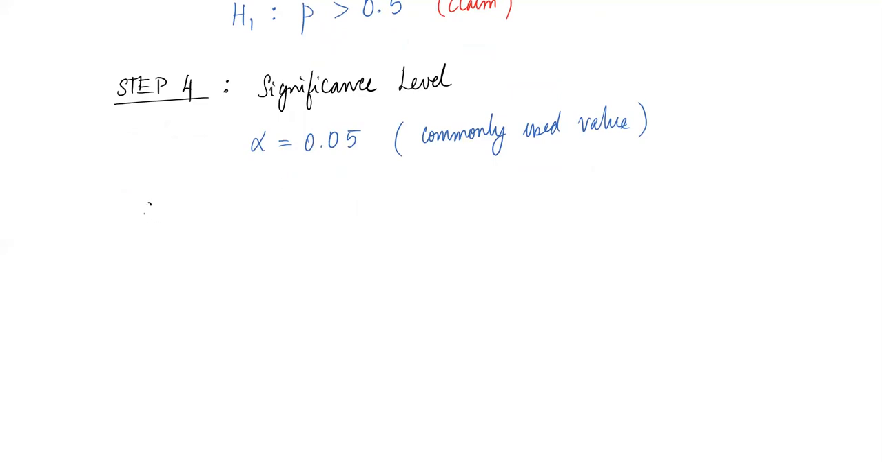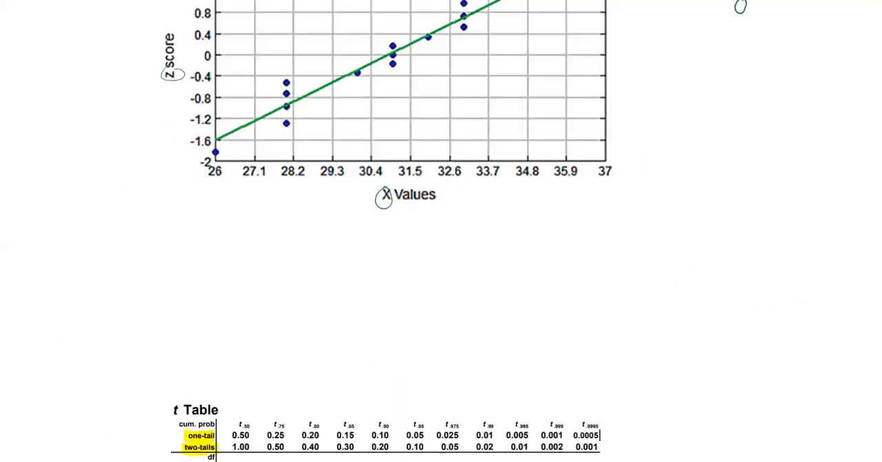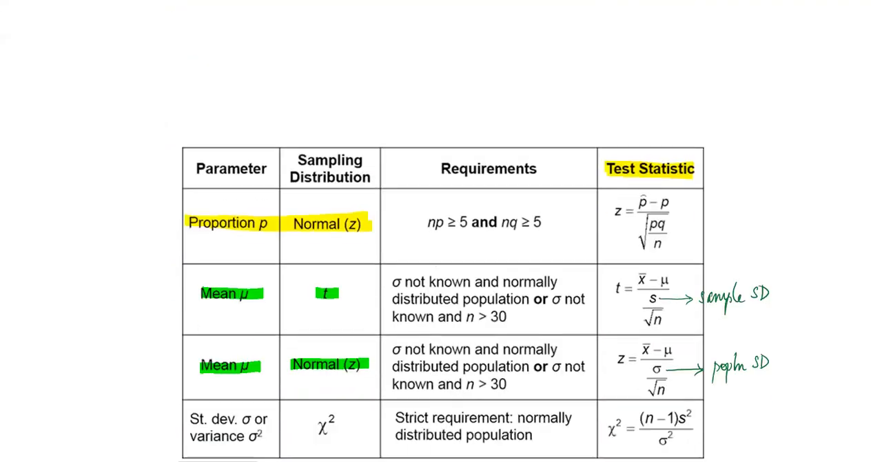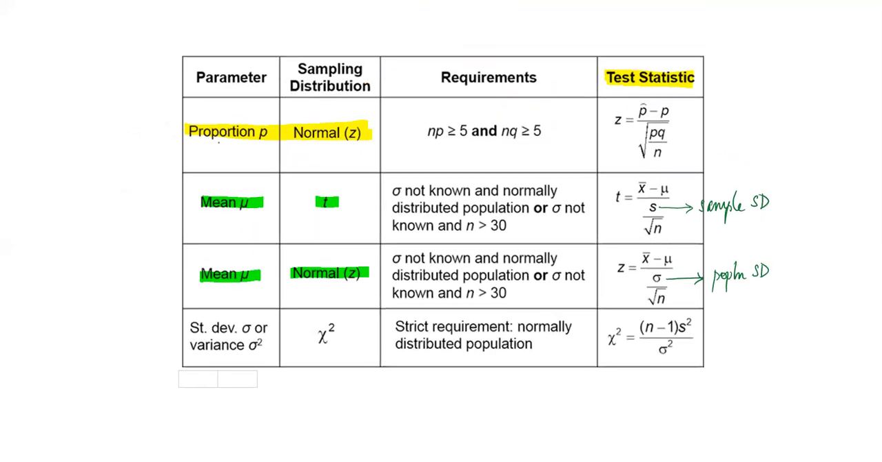Then step 5 is the test statistic. For that, we quickly look at the table we used for the test statistic. If it's proportion, we only have this first row to worry about. Because this is proportion, we know the sampling distribution is normal, and we have to check these requirements, and then we'll use the test statistic.